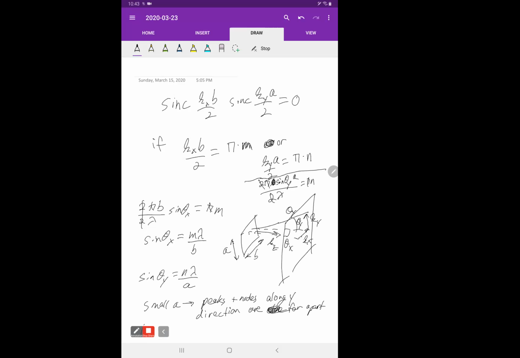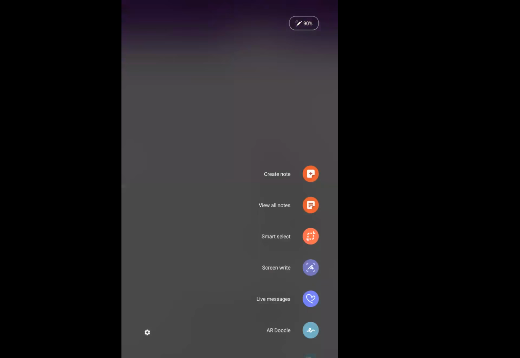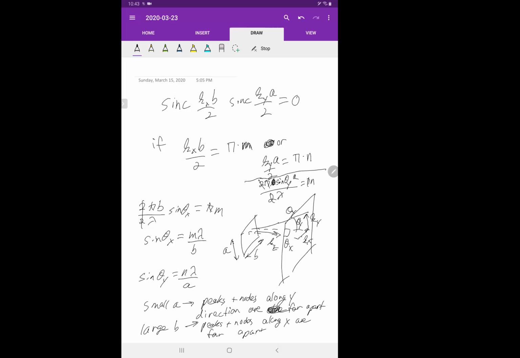Large B, peaks and nodes along X are far apart. Sorry, I'm moving that thing out of the way. So that explains what we see in Mathematica. Any questions right now?